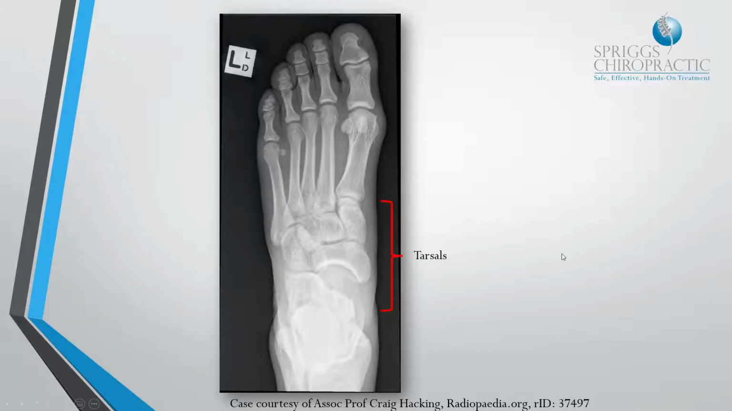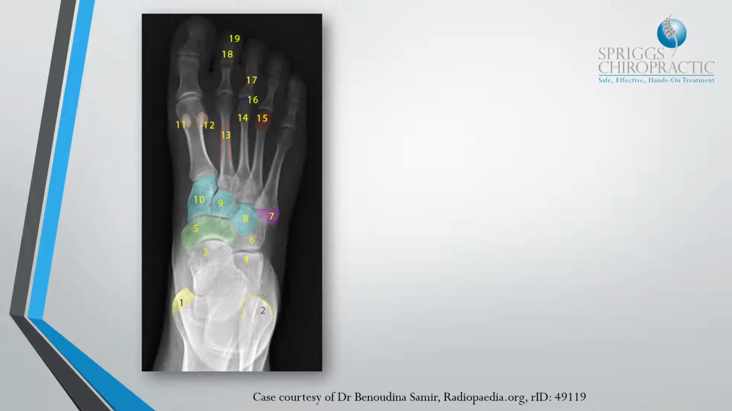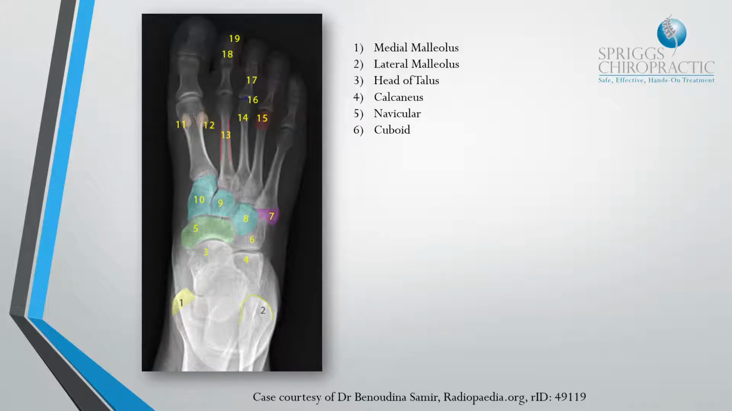Just to break the anatomy down, here are the tarsals, then we've got the metatarsals, and then the phalanges at the end. To go through the finer points of the anatomy, there are 19 areas that we're going to go through right now. Number one is the medial malleolus, on the distal aspect of the tibia. Then you've got the lateral malleolus, the distal aspect of the fibula. Then we've got the head of the talus, then the aspects of the calcaneus that we can in fact see, then the navicular, then the cuboid on the lateral aspect of the midfoot just here.